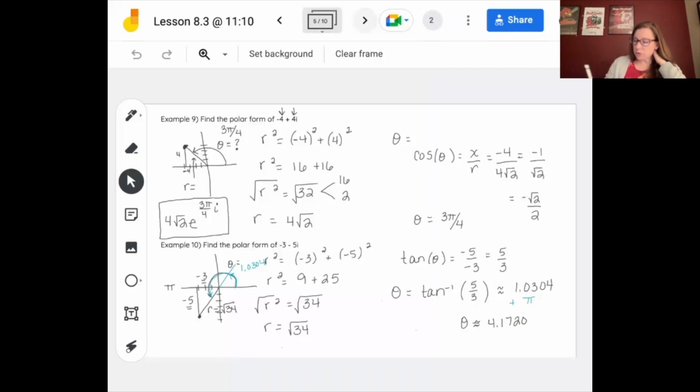Well, now I have the two things we need to write polar form using Euler's formula. The radius, square root 34, times e to the power of 4.1720, our theta, i. So yes, it is possible that our theta is a decimal in our exponent. So don't be alarmed when you get weird numbers like that.